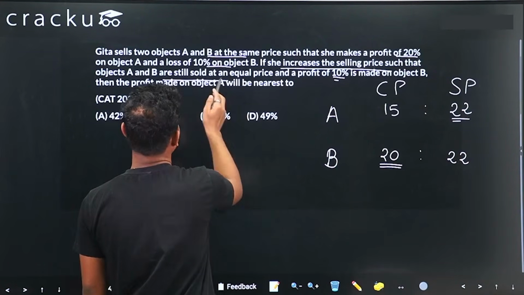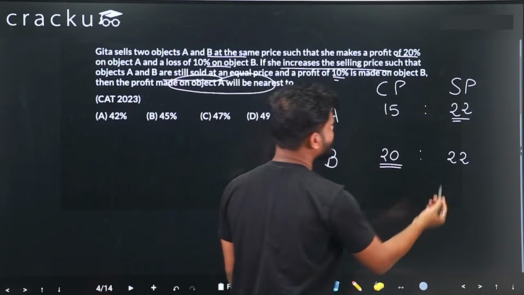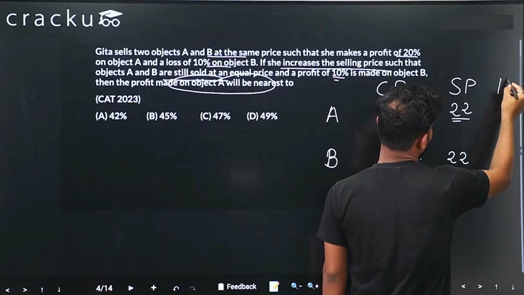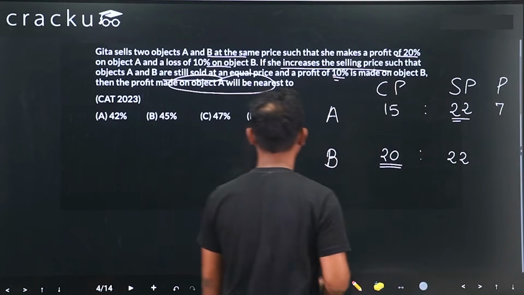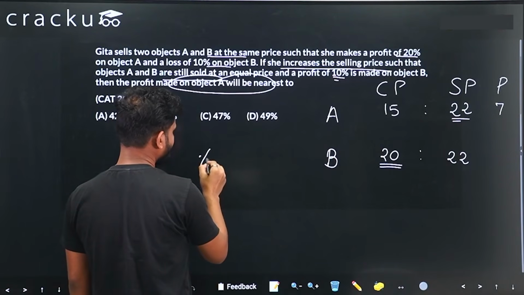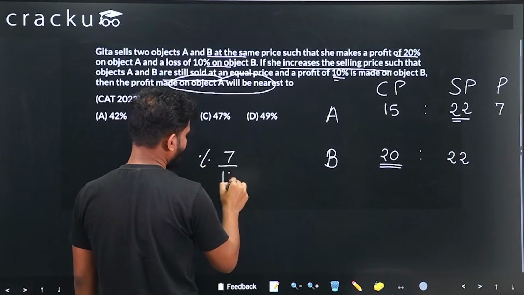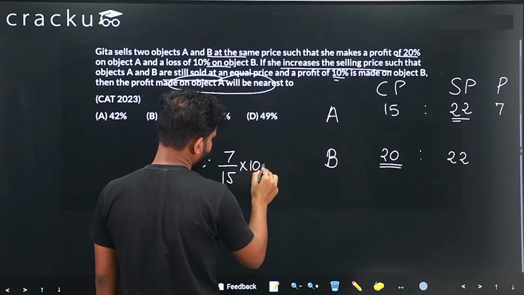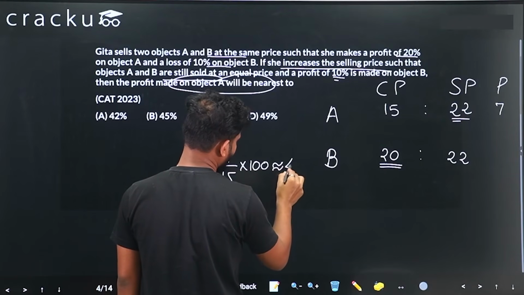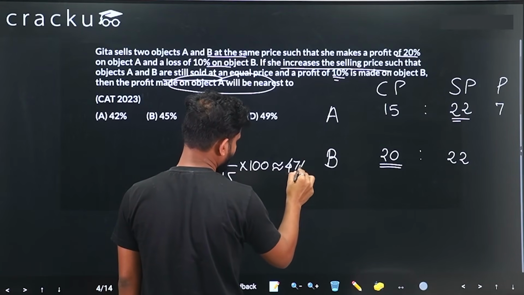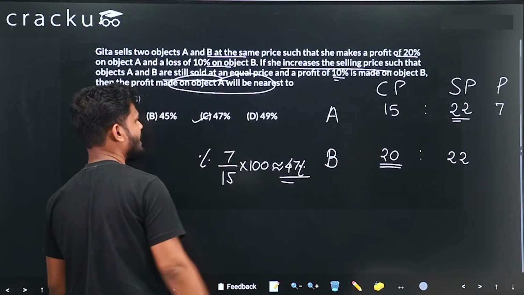Now we have to find the profit on A. Profit is nothing but 22 minus 15, which is 7. Percentage profit will be 7 by 15 into 100, which is nearest to 47%. So 47% is the correct answer here.